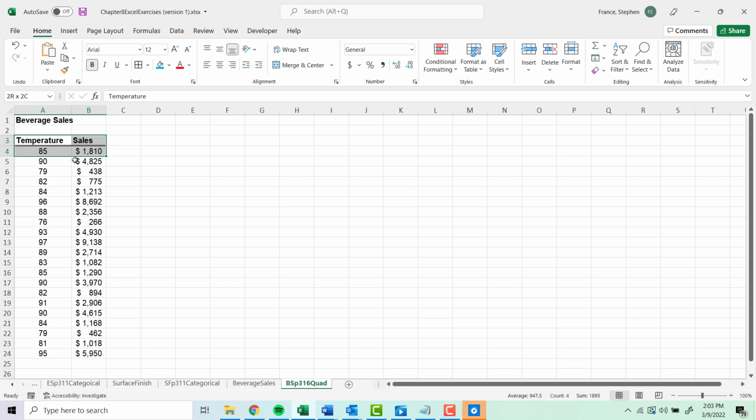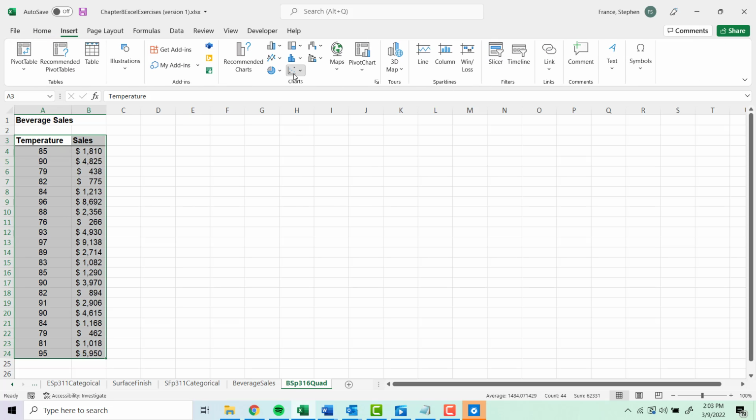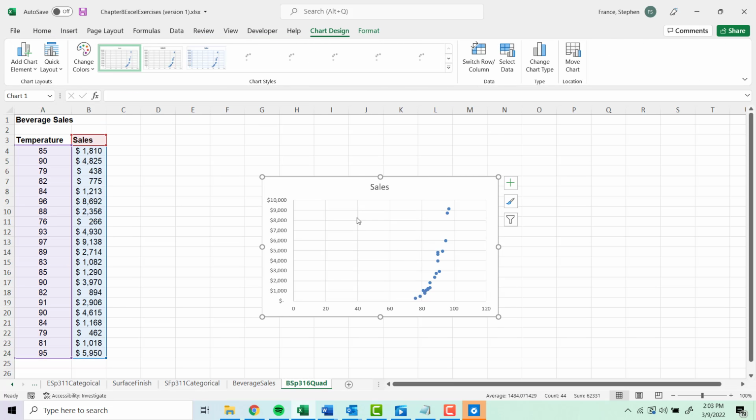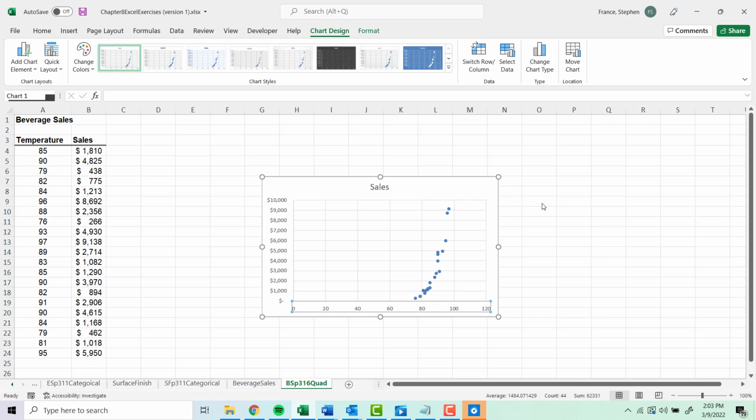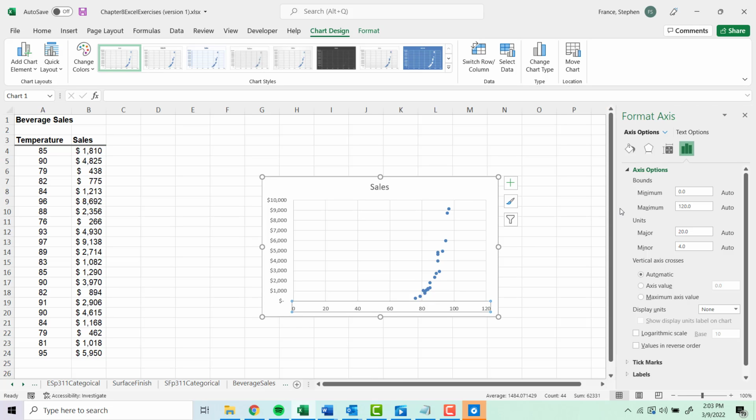So before we do any regression model, let's just do a quick scatter plot. We have the temperature, we have the sales. Just right click on that, format axis. We're not going to sell any of our beverages when it's 0 degrees Fahrenheit, so our lowest day was in the 70s. And there we get temperature and sales.